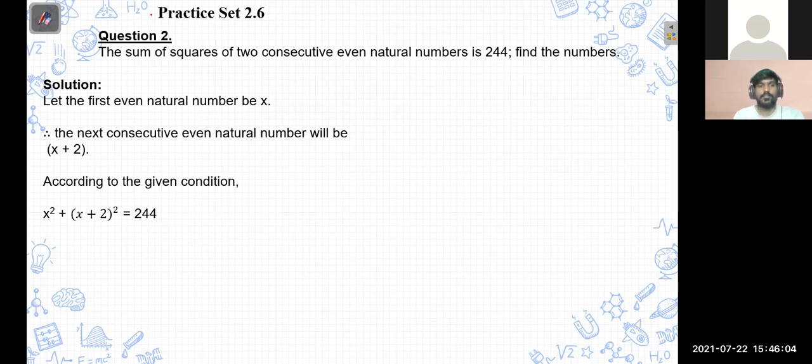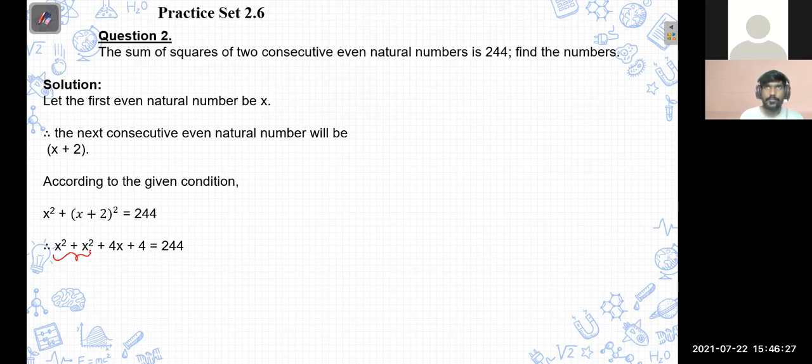x square plus 4x plus 4 equals 244. Okay, next. Then you take 4 on the other side. No, take 244 on this side. Yes, and also add this x square plus x square.